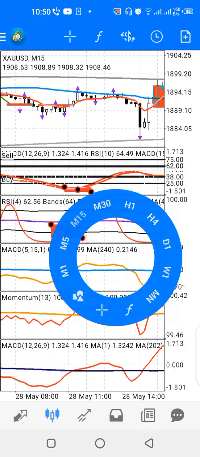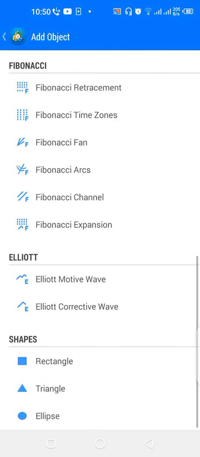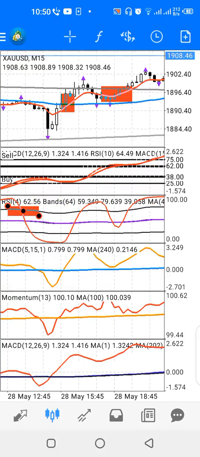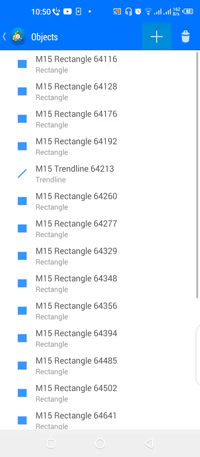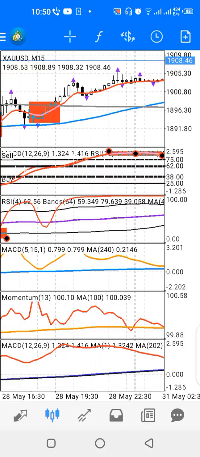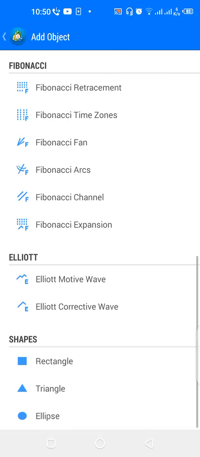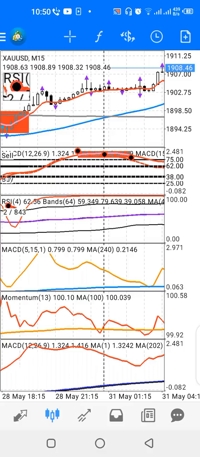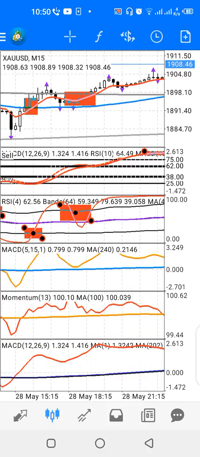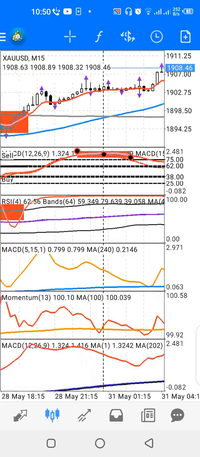Now the reverse is the case for the sell signal. When it gets up above the band and crosses below the upper band, going down, that's a sell signal. Okay, this is your buy signal. This is a sell signal. When it gets up and crosses below the upper band, that's a sell signal.